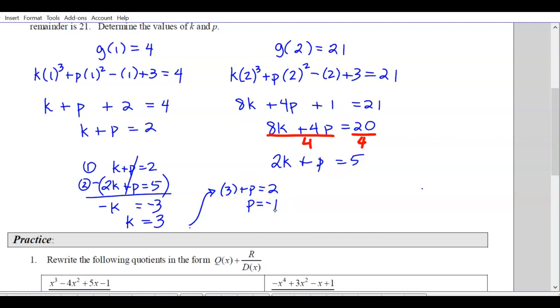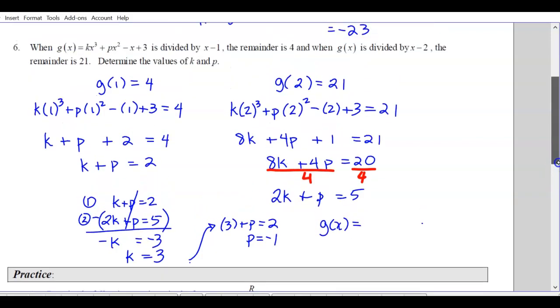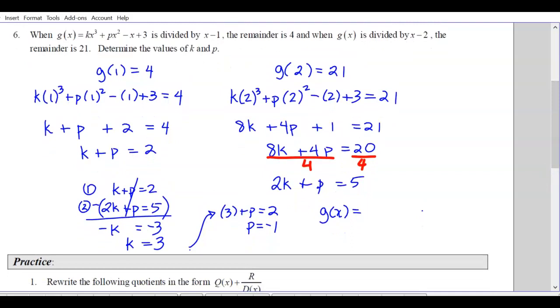Okay? We just asked for what k and p are, but I would actually put it back into your g of x. Always show your final equation with all the variables or coefficients in there. So k is 3. p is negative 1. Minus x plus. Okay.